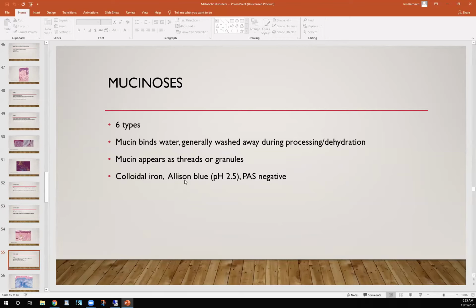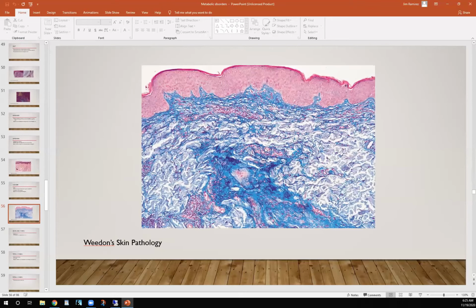Colloidal iron or Alcian, not Allison, it should be Alcian blue, are the 2 stains that you can use. We use them very commonly actually, and they're really helpful because they stain a very nice bright blue color. And here's what I'm talking about. This is from Weedon, a very nice blue color to this mucin stain.